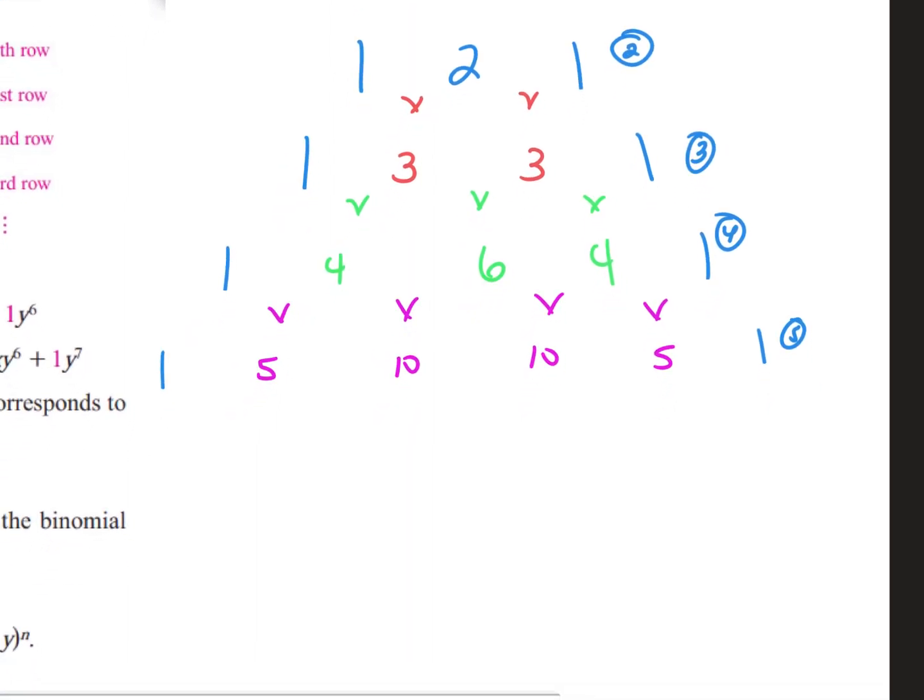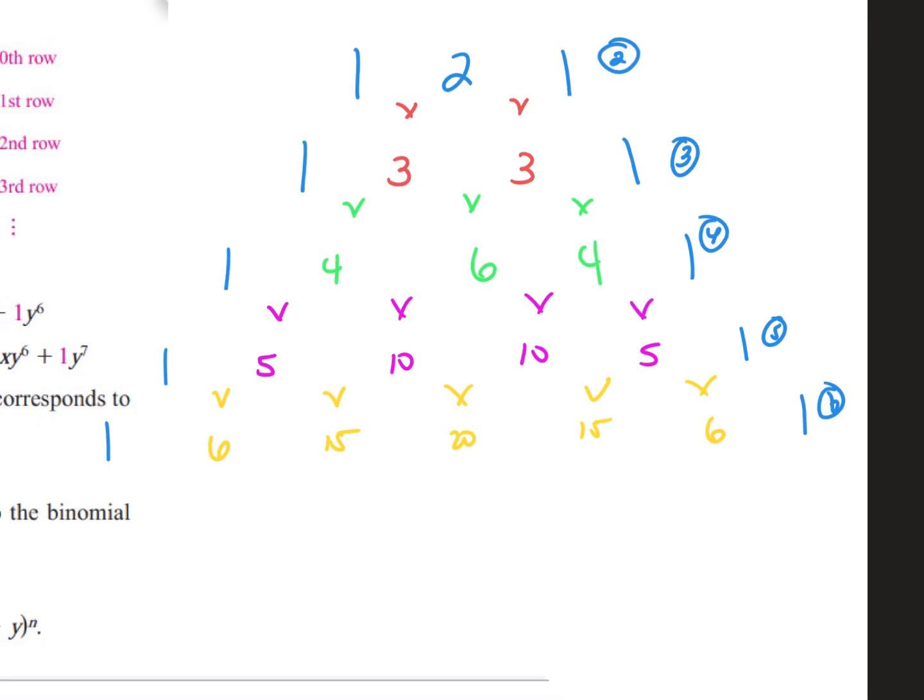So say we have something raised to the sixth power, right? 1s on the outside. And again, we're going to add. So we have 1 plus 5 is 6, 5 plus 10 is 15, 10 plus 10 is 20, 10 plus 5 is 15, 5 plus 1 is 6.